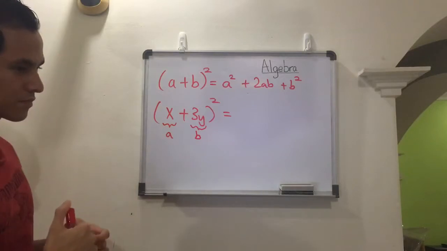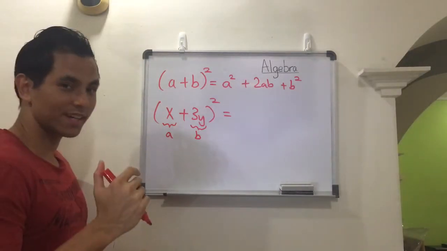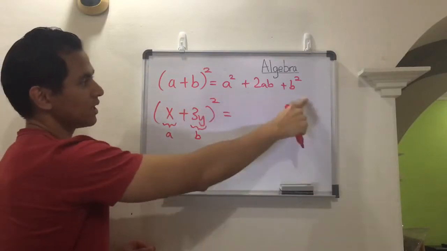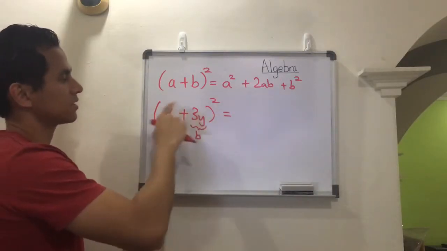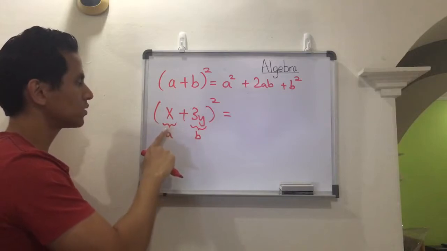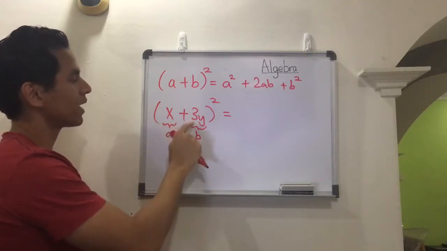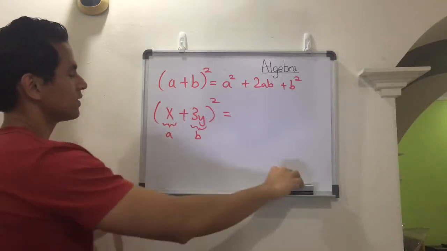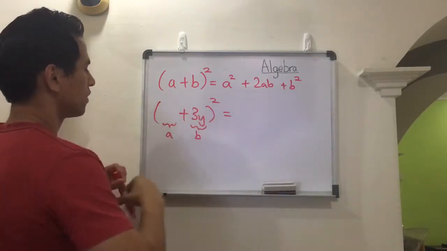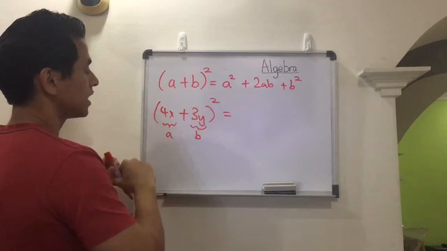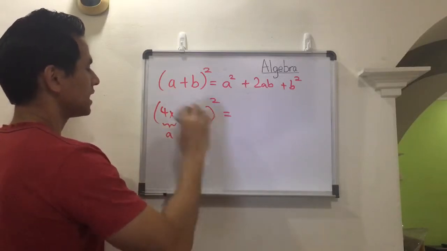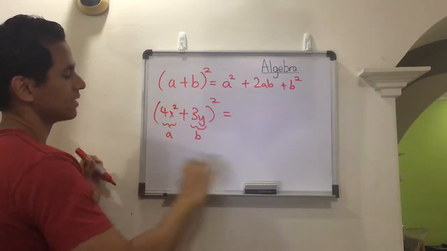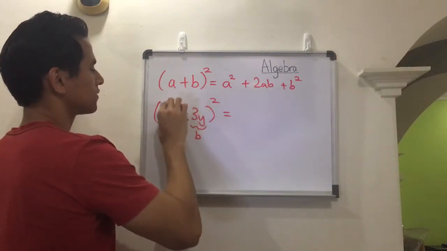So what you can actually do is use this formula on this equation. You treat x as a and 3y as b. So this is a trick. Even if this was, let's say, 4x, then you treat the whole 4x as a. Even if this is 4x squared, you treat 4x squared as a, okay? So just follow me, okay?